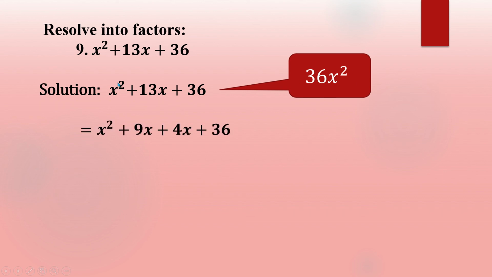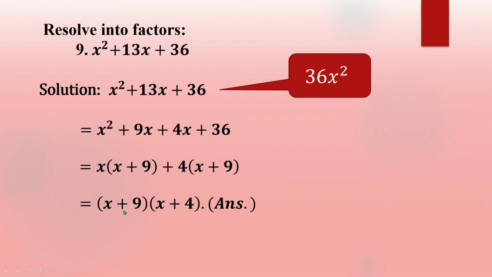That means the first term and last term are fixed. Here will be 9x plus 4x. 9x plus 4x means 13x, and 9x into 4x means 36x square. So the middle factor here is correct. Now we can take common. Here x is common, so here will be x plus 9, and here 4 is common, so here will be x plus 9. Now this equals, you can write x plus 9 into x plus 4. This is the required answer.